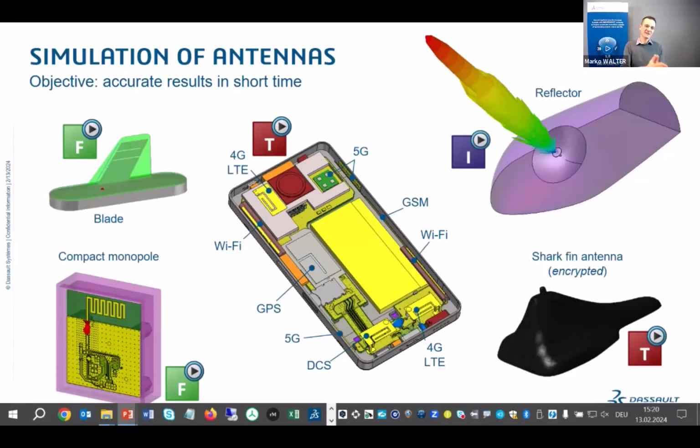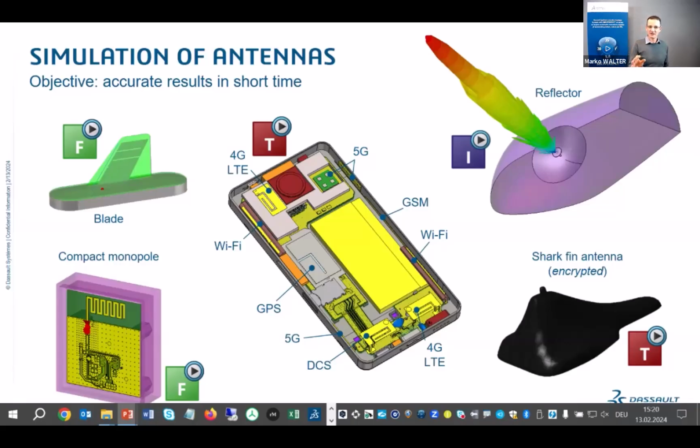The blade is under its cover. The phone antennas are, well, in the phone. The reflector is under its radome. And you can see that choosing the right solver for the different antennas now becomes a little bit more complicated, because it depends not only on their physical behavior and size, but also on their environment.